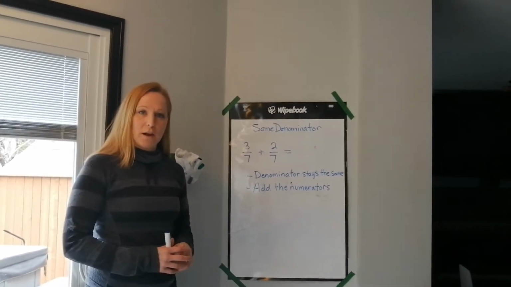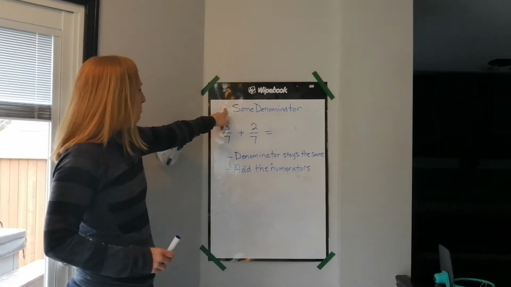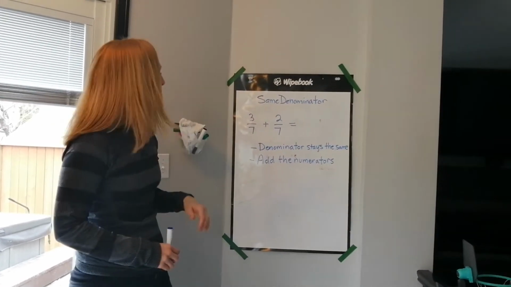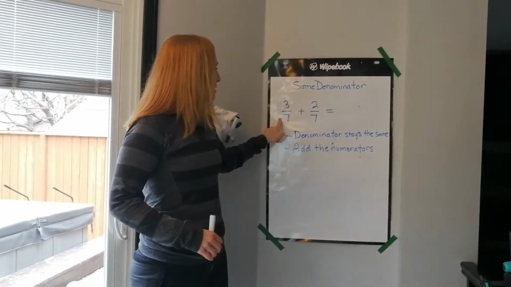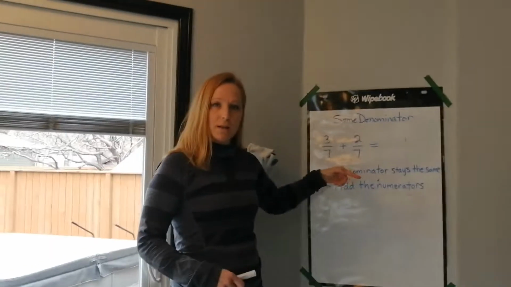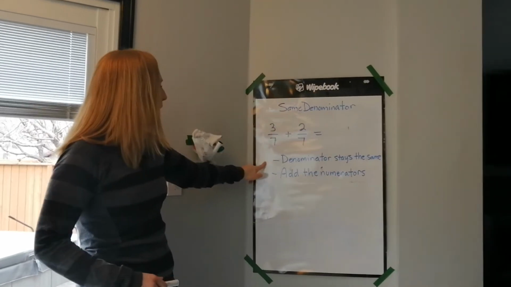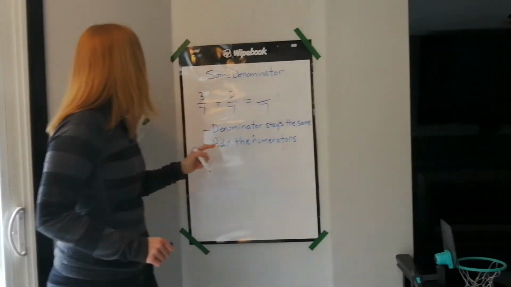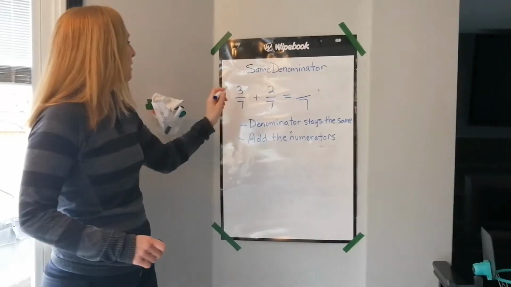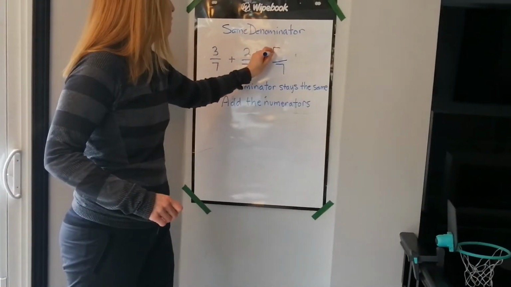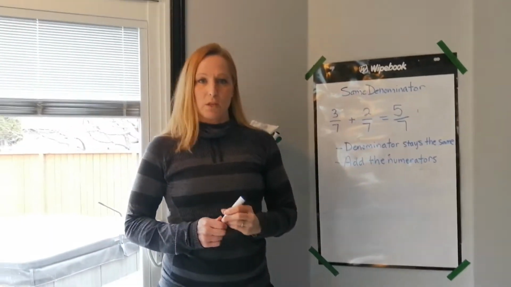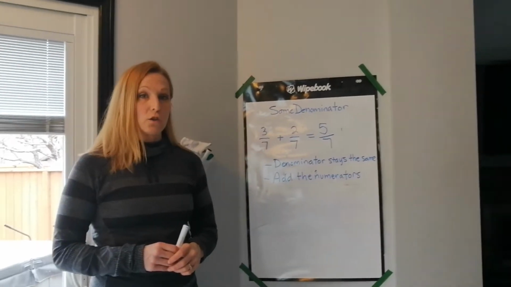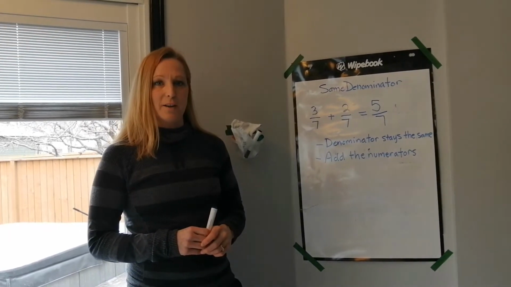So we started off Friday with adding fractions that have the same denominator, also known as like denominators. Sometimes you'll hear it called that. So if I have 3/7 and I have 2/7 and I'm adding them together, I have to remember that the denominator will stay the same, and all I have to do is add the numerators. So 3 plus 2 is 5. I now have 5/7. Of course, today we're going to move on to fractions that have different denominators.